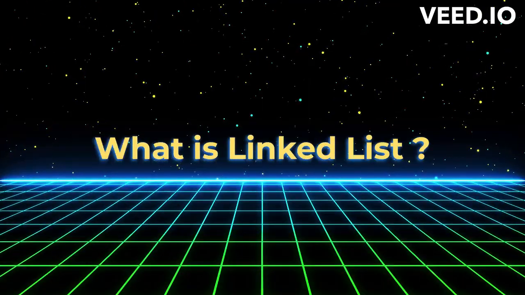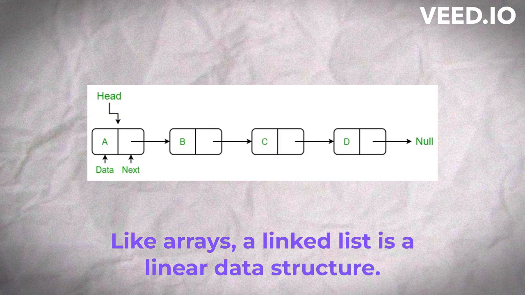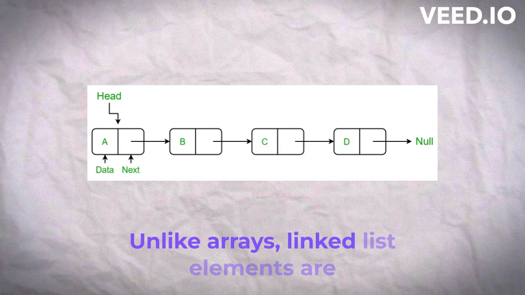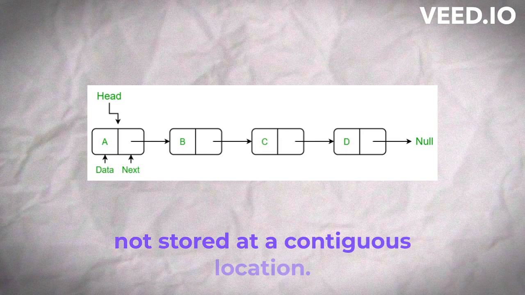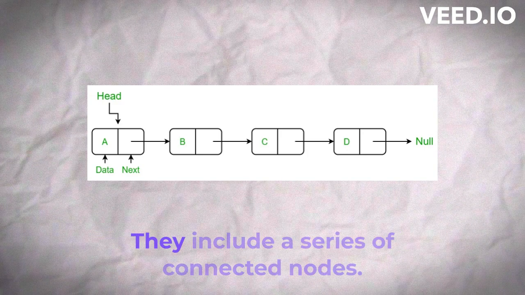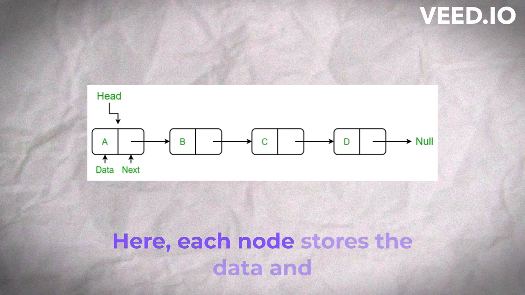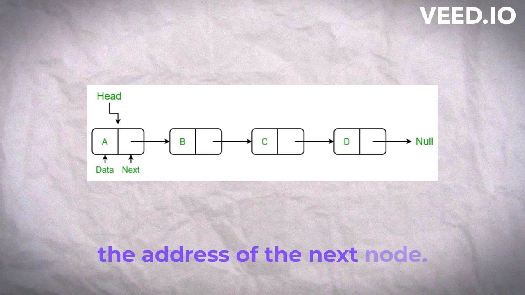What is a linked list? Like arrays, a linked list is a linear data structure. Unlike arrays, linked list elements are not stored at a contiguous location. The elements are linked using pointers. They include a series of connected nodes. Here, each node stores the data and the address of the next node.